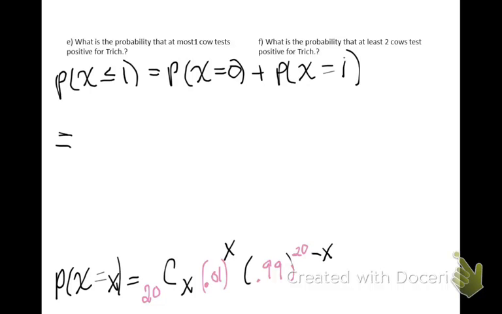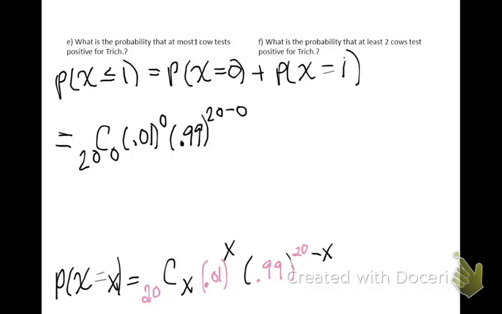The probability that x equals 0 would be 20 choose 0, 0.01 to the 0, and 0.99 to the 20 minus 0, plus the probability that x equals 1 is 20 choose 1, 0.01 to the 1 power, and 0.99 to the 20 minus 1 power.